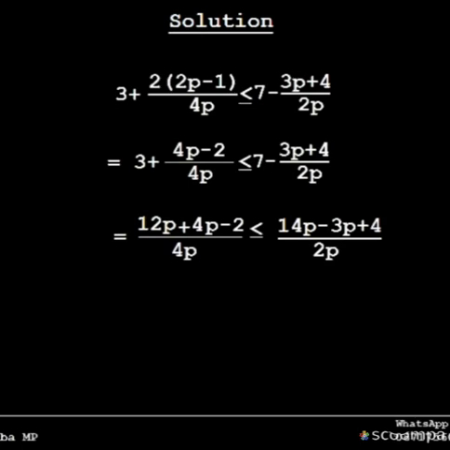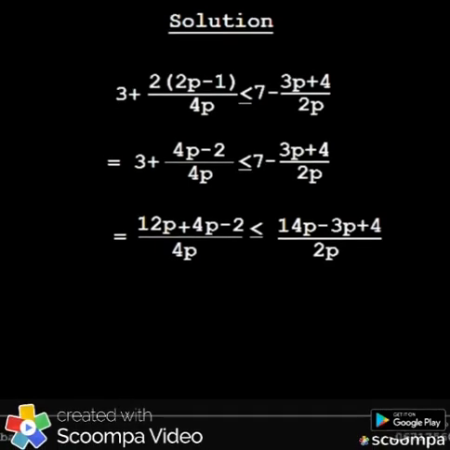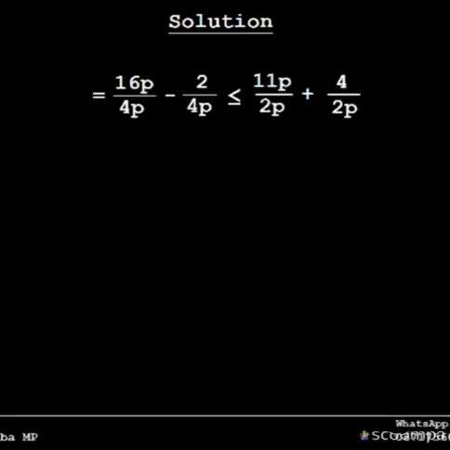On the left-hand side again, we have like terms. Those like terms are 12p and 4p. That means we can simply add 4p and 12p together. Now our expression on the left-hand side will be 16p minus 2 all over 4p. Now we can split the denominators to each term of the numerators. After splitting, we will have 16p over 4p minus 2 over 4p is less than or equal to 11p over 2p plus 4 over 2p.